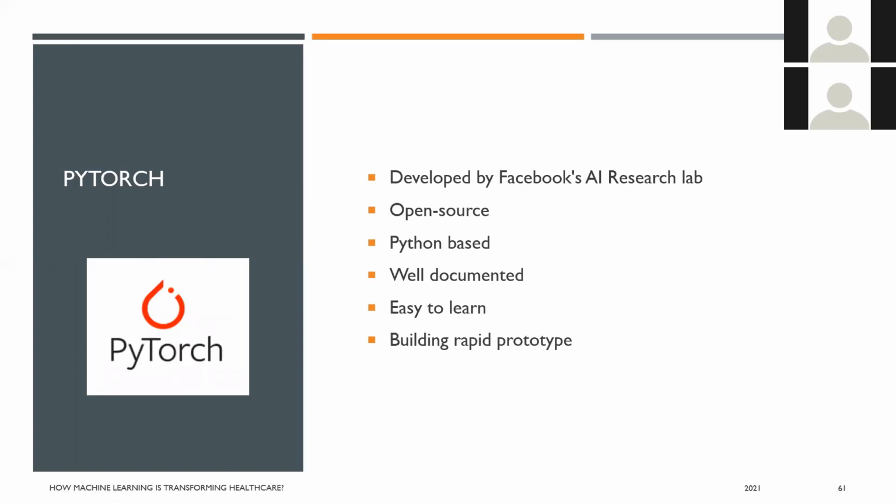PyTorch is developed by Facebook's AI research lab. This is an open source tool as well. And as is obvious from the name, it is Python based and fits well in the Python ecosystem. PyTorch is well documented and therefore is considered easy to learn. One prominent use case of PyTorch is building rapid prototypes.